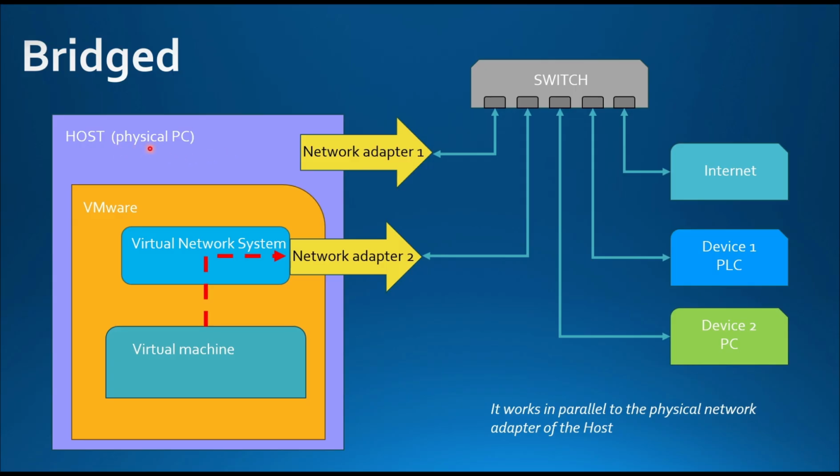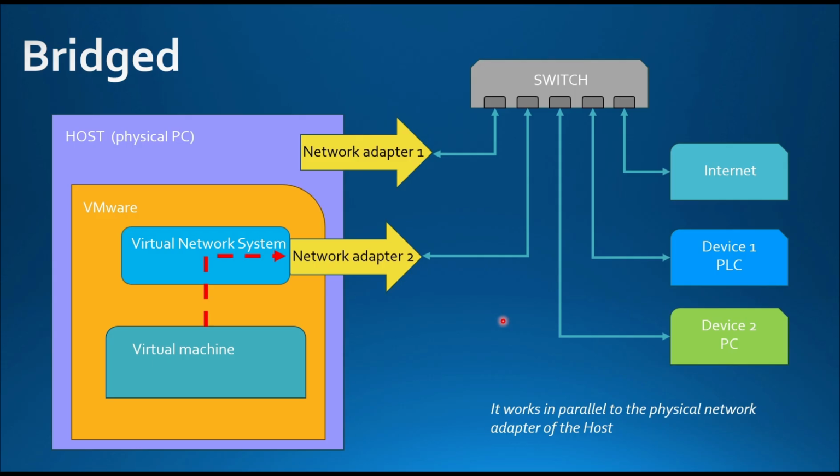On the left, we have our host, which is our physical PC. Inside this PC, we are running VMware, which in turn hosts a virtual machine. The key to this mode is how the virtual machine connects to the external network. As you can see, both the physical PC and the virtual machine have their own network connection that goes to a switch. The host, our physical PC, uses its own physical network card, network adapter 1, to connect to the switch and send and receive data.